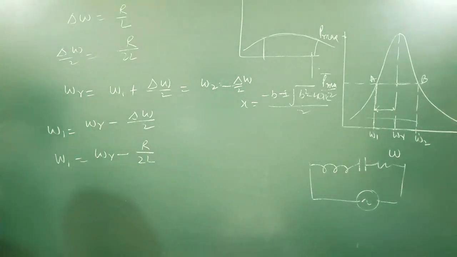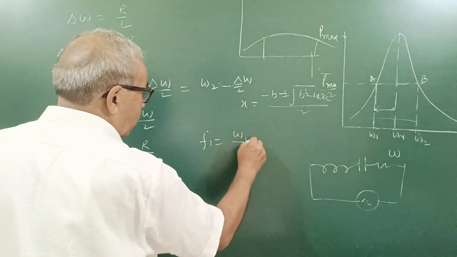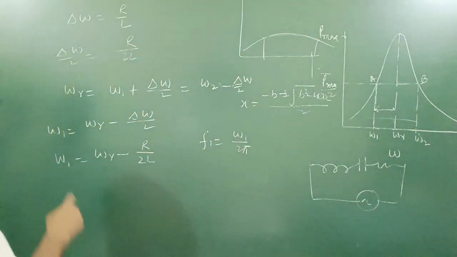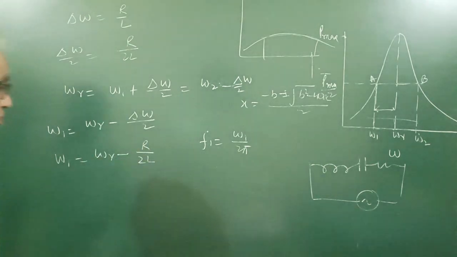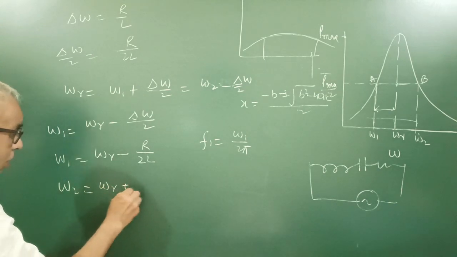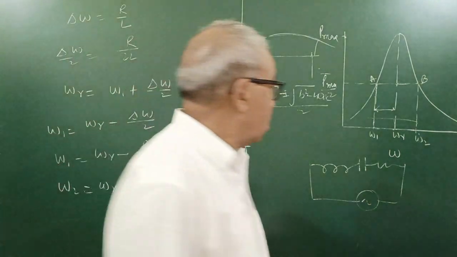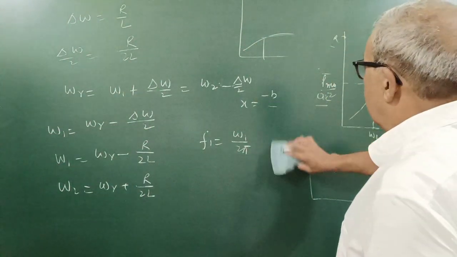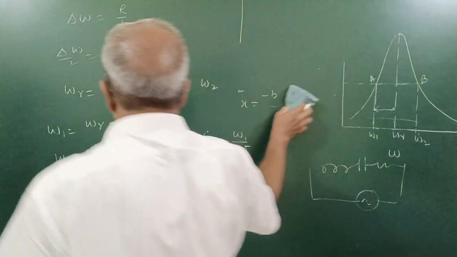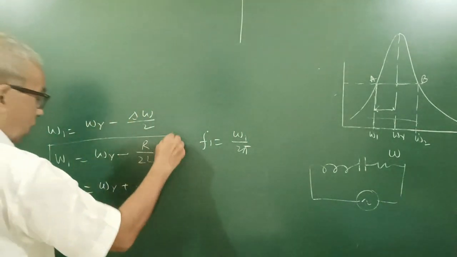In our book there is a question asking for half power frequency. Or f1, you can write omega 1 upon 2 pi and use the same thing. And omega 2, the highest frequency, is omega r plus R by 2L. These are the expressions for half power frequencies. Please note this carefully and remember it.